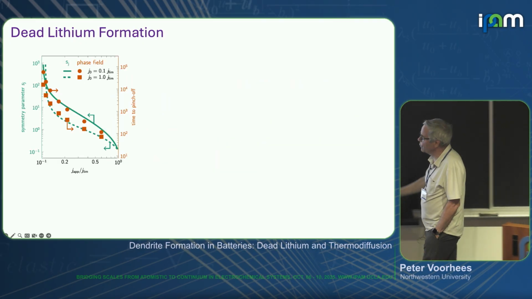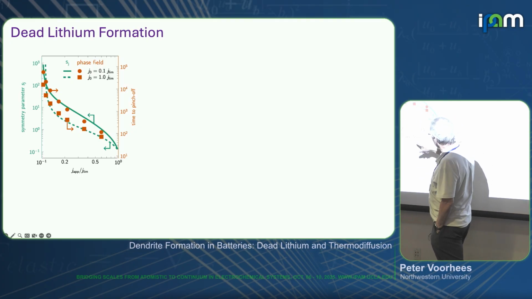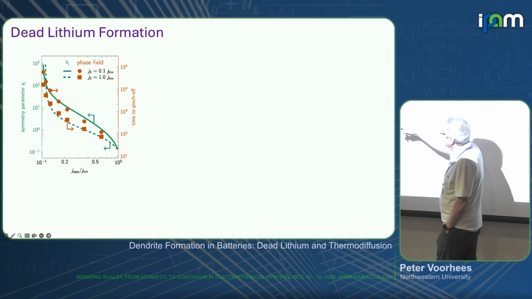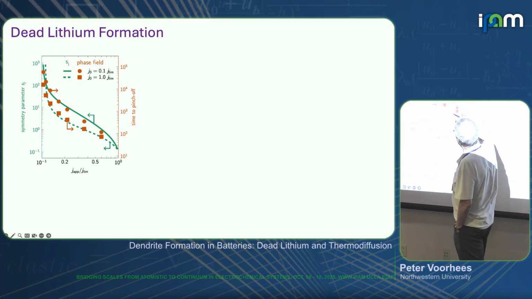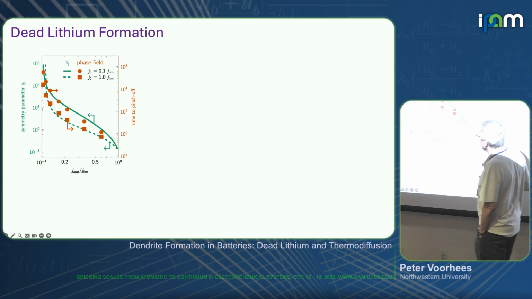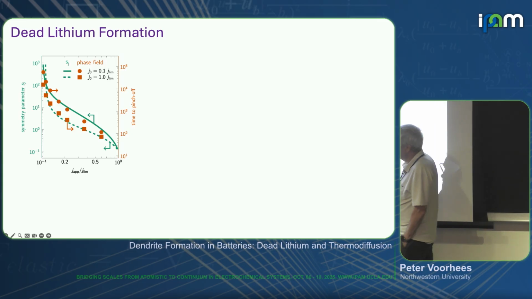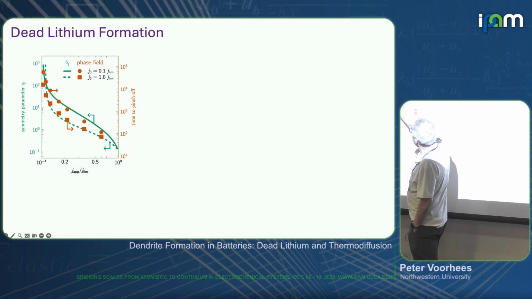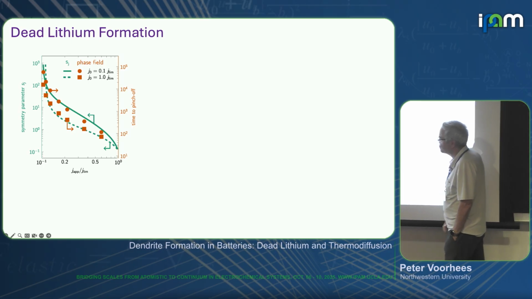And so this is the symmetry parameter. These lines here are the symmetry parameter as a function of the applied current relative to the limiting current. This dashed line here, which is the symmetry parameter, is from linear stability theory of a planar surface, which is, of course, nowhere near dendrites. And this is the symmetry parameter that comes out of the phase field model, and it agrees pretty well, so amazingly enough.